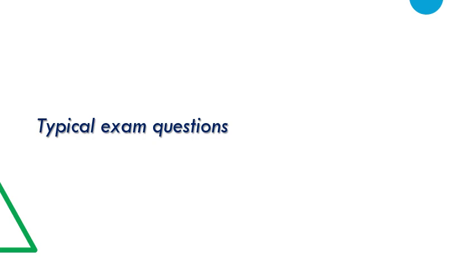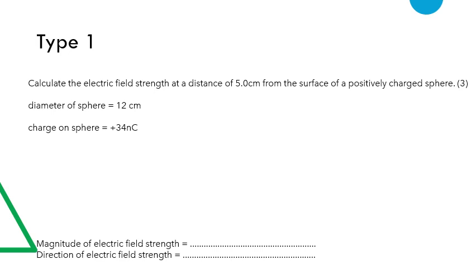Dear students, the rest of the discussion of today's lesson is based on the questions asked in the previous papers. Here I have 4 different models which are purely based on radial electric field. This is type 1.